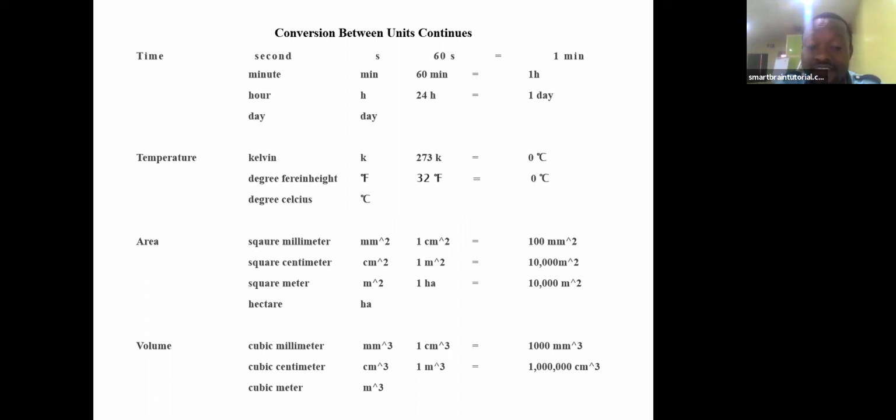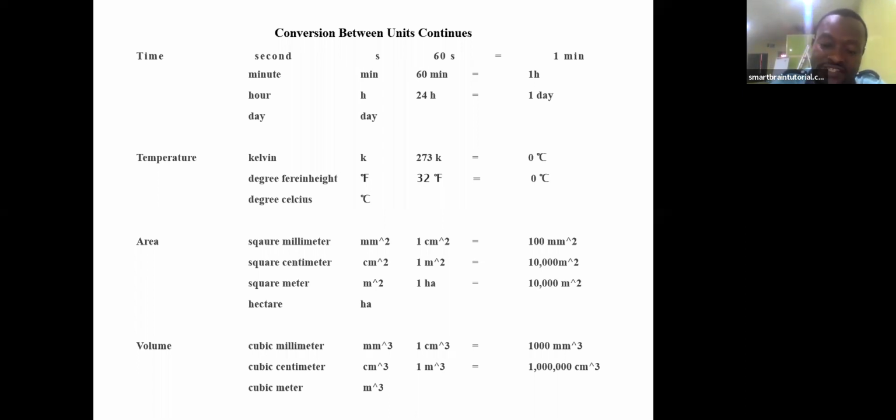Next, we will look at the area. Area is a measurement of the surface of an object. Let's see, square millimeter, one of the smallest units that is very common. It is mm raised to the power 2. In conversion terms, 1 square centimeter is equivalent to 100 square millimeters.